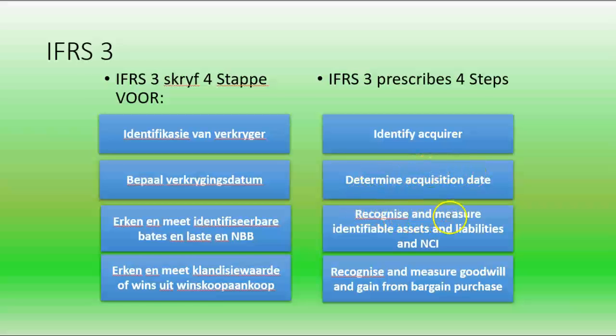Then we have to measure the value of the identifiable assets and the liabilities attached to this entity in which we have invested. Why? To determine whether we've actually got it at a bargain, which is going to be a gain on the bargain purchase, or is it going to be goodwill that we have acquired when we bought this investment at a certain price. And then if I bought 100% of that business, that's fine.